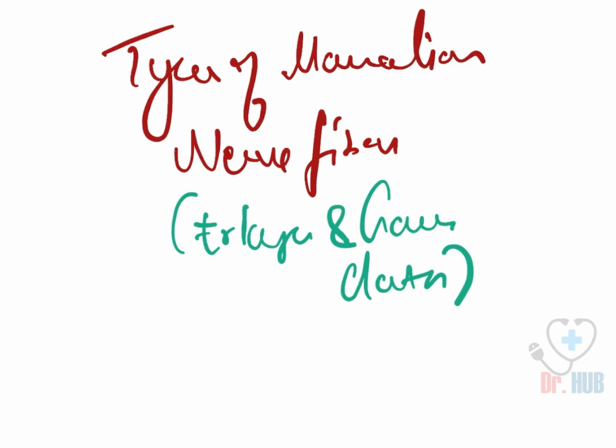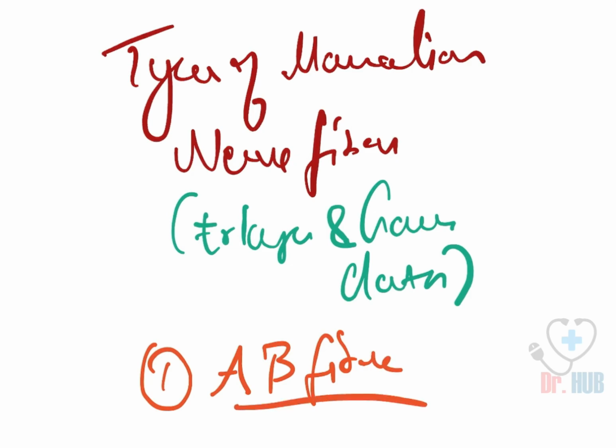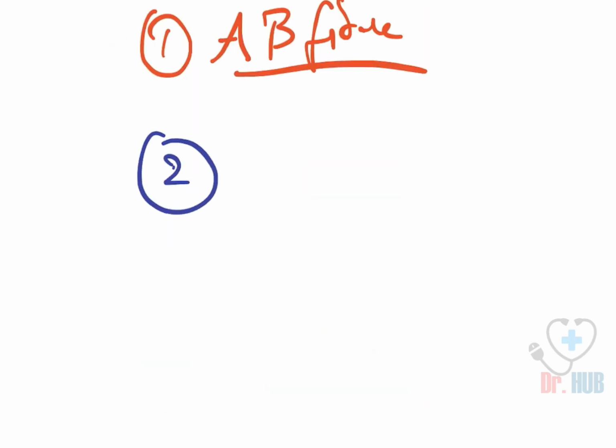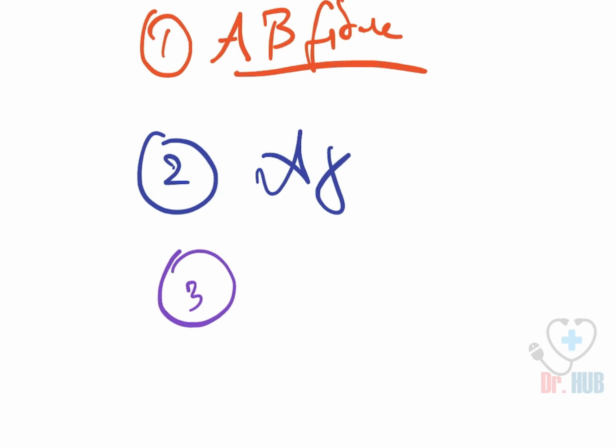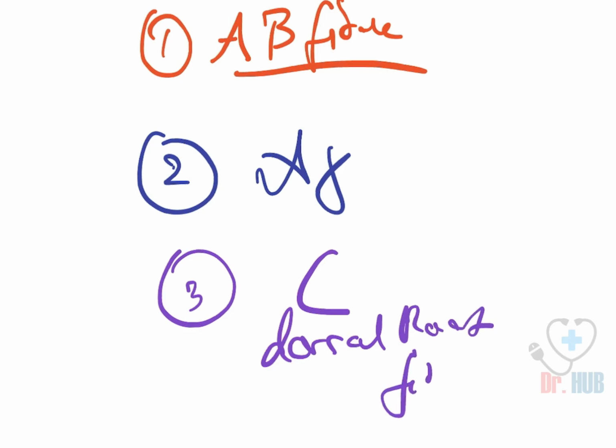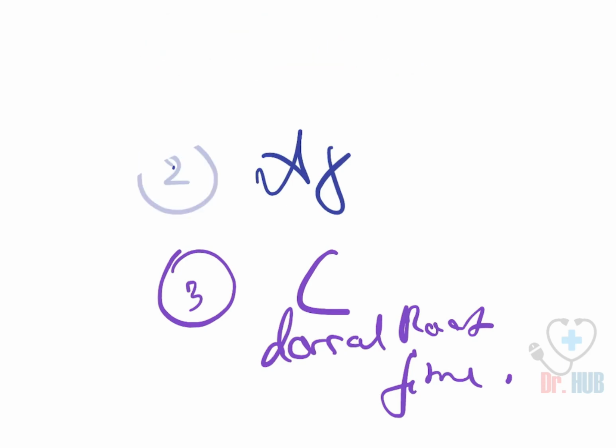So to start off with a few questions: what is the A beta fiber? Next, what is the A delta fiber? Next, what is the C dorsal root fiber? So in this video, we will learn all these answers along with a lot more information.